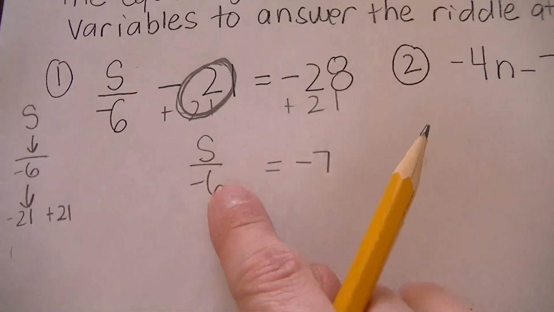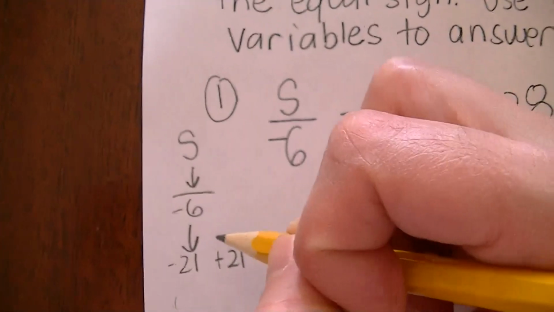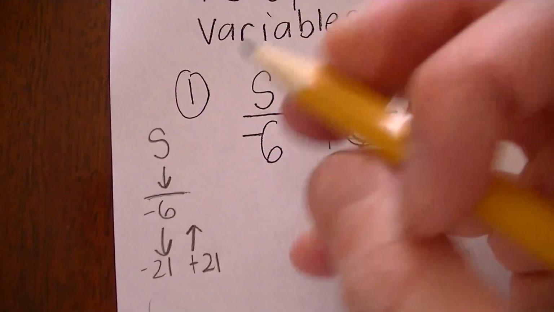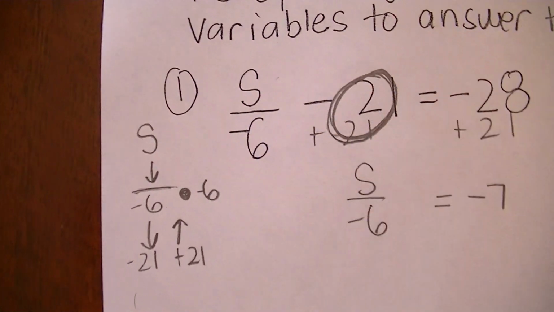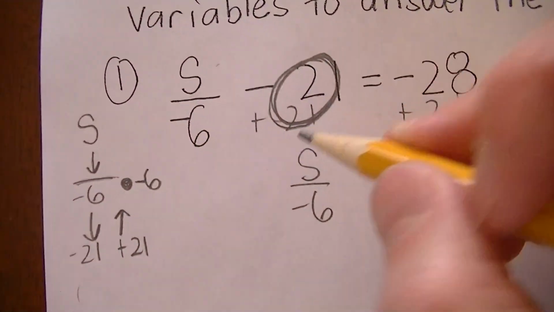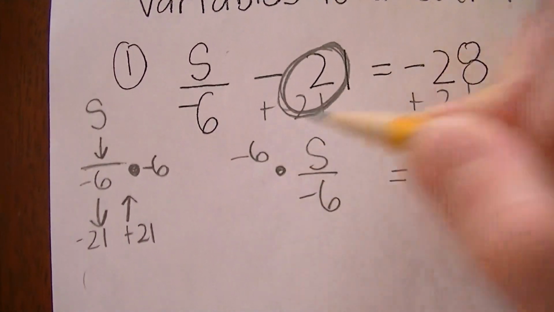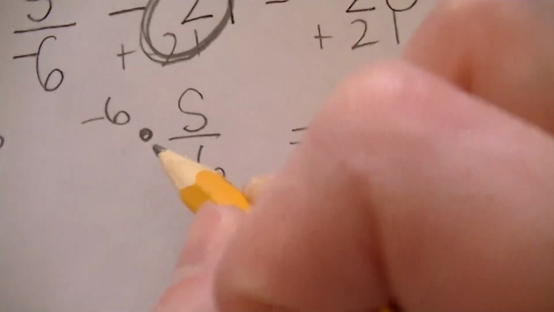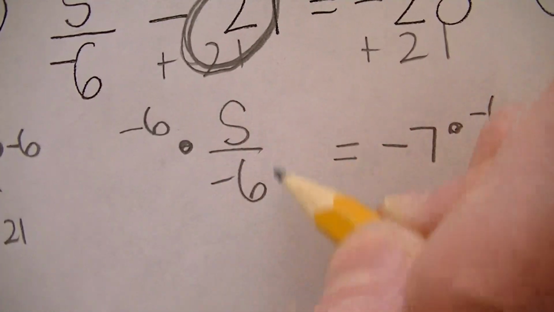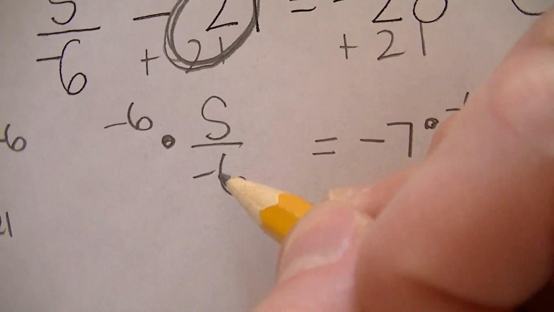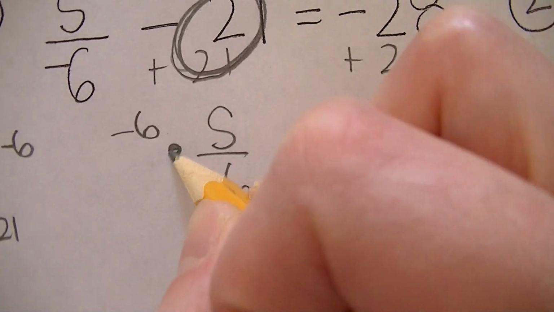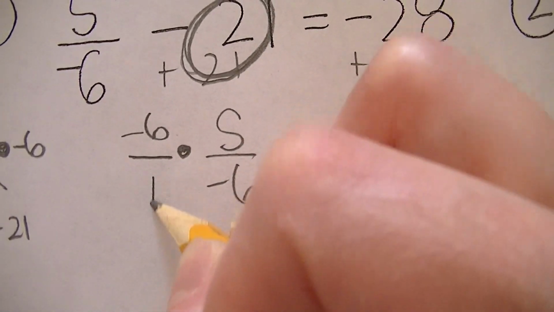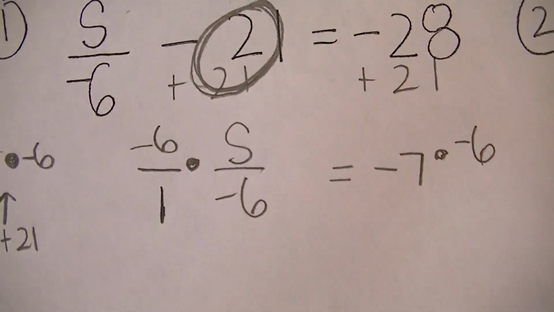Okay? Now that we've rewritten it, now you can go back up and do the inverse operation here. So the inverse operation of dividing by -6 is to multiply by -6. Okay? So you multiply this side by -6, you multiply this side by -6. So what I see right here is -6 times this fraction. It's set up as a fraction, it's s divided by -6. So when I'm multiplying with fractions, it helps if I have a denominator for this -6 right there, okay?